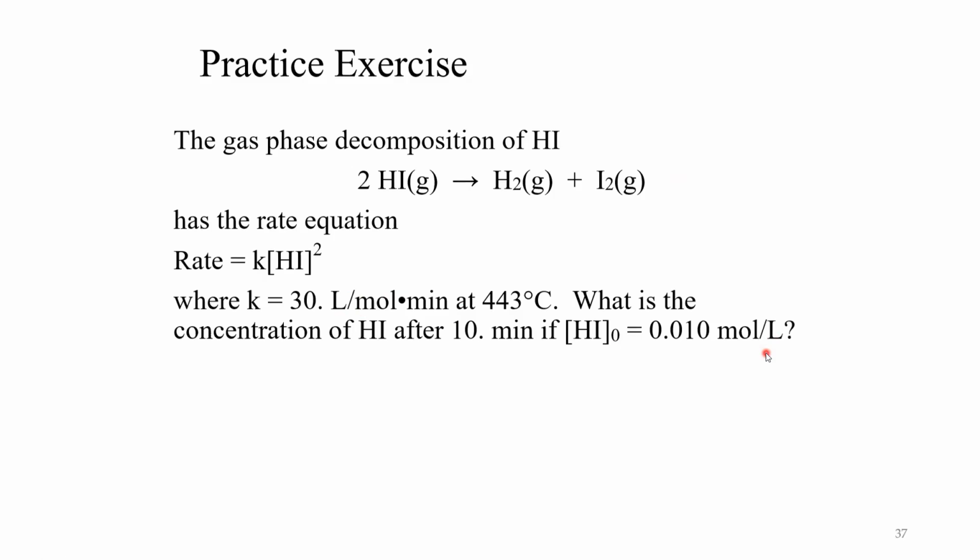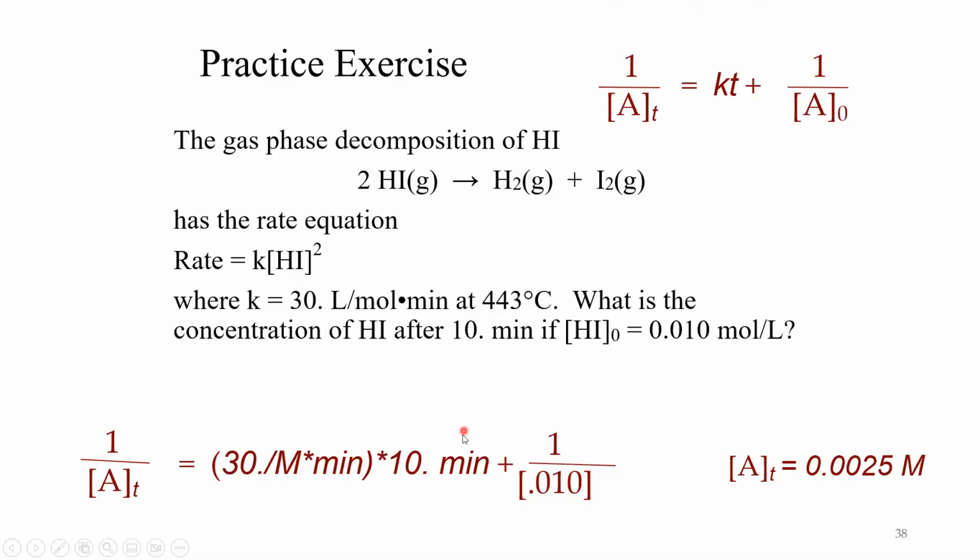Now if we want to solve this equation, it's pretty much the same thing we did for the last one, but instead of the natural log, we're going to have the inverse concentration. You can see the general form of the equation up here. When we plug in our values, the rate constant, 30 inverse molar inverse minutes, times the time that's passed, 10 minutes. We want to make sure the time units match up so that the minutes cancel. And then we've got the inverse of the initial concentration, so 1 over 0.01.